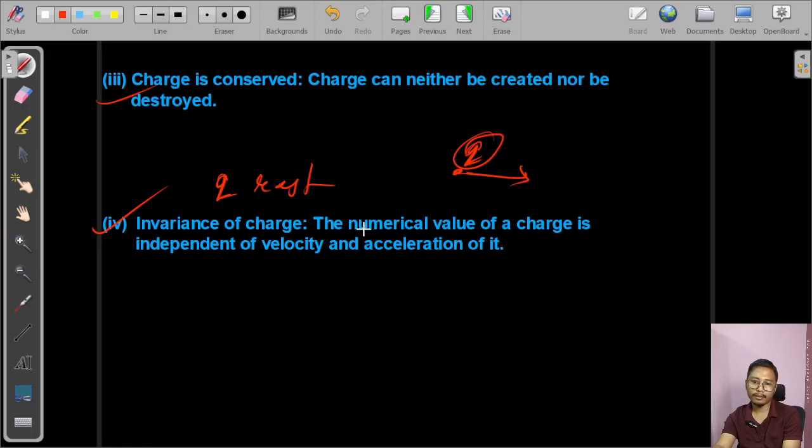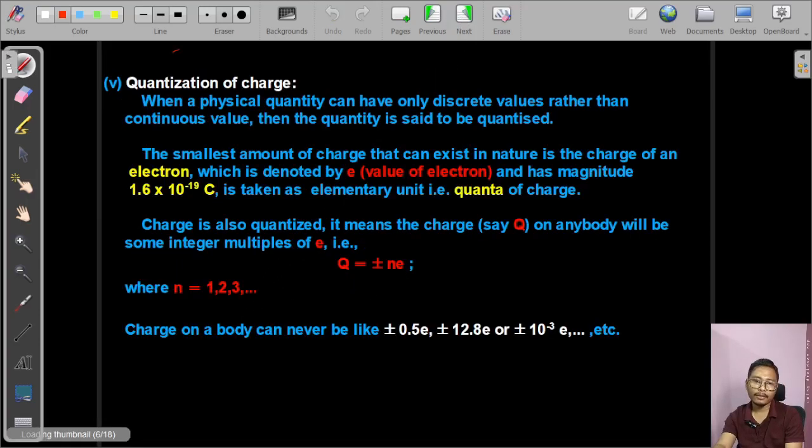Understood? That's why it is invariant. The value of a charge doesn't vary. The numerical value of a charge is independent of velocity and acceleration. In other words, it is independent of motion. Okay, understood? Next one.